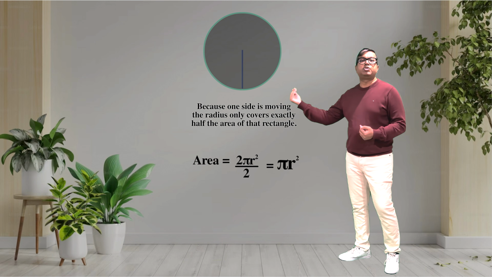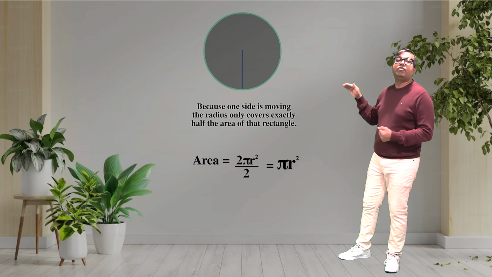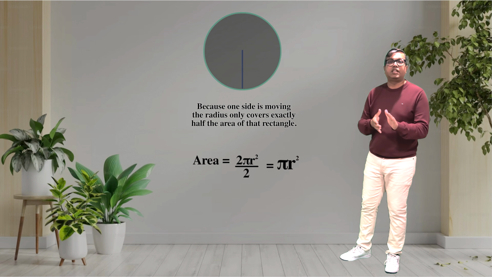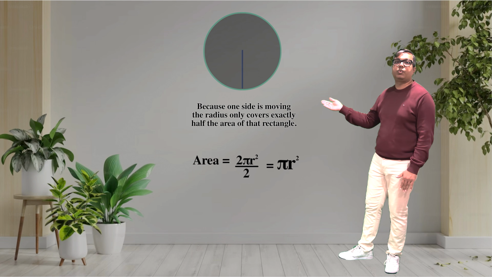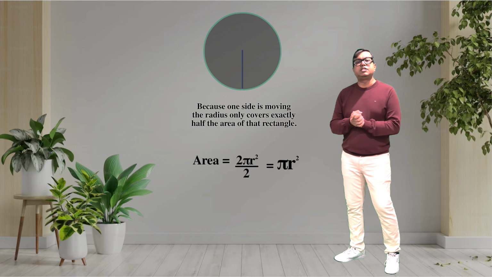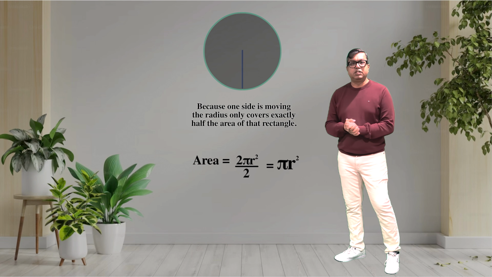So the full area was 2 pi r square. Since only one out of two ends is moving, coincidentally, the area it sweeps is exactly half, which is half of 2 pi r square, which becomes pi r square. So that was the visualization of the area of a circle.